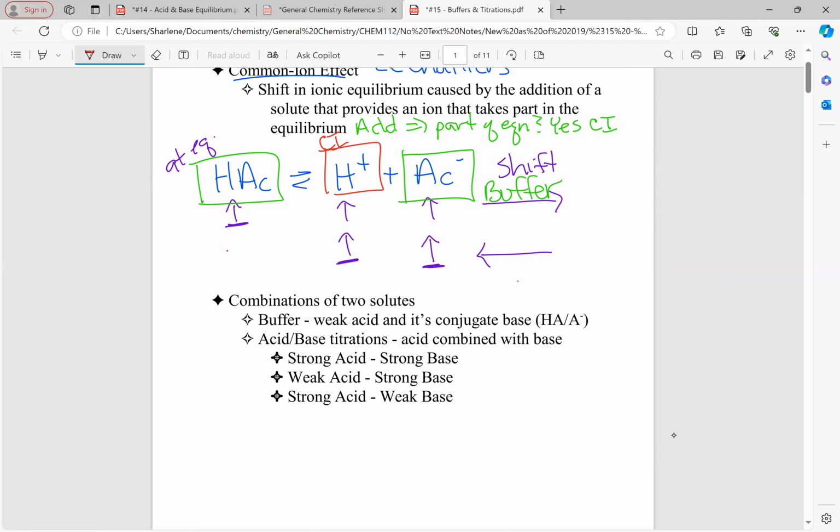Here are our combinations for the titrations. What happens if you combine strong acids and strong bases, weak acids, weak bases, and strong acids with weak bases? Okay, so the buffer is the one that we just saw. That's the weak acid and conjugate base pair. What if you do a strong and a strong, a weak and a strong, and a strong and a weak? Notice I do not have a weak and weak combination here. We could figure that out. It would just take more calculations, and we're not going to go into that depth for this class. These are called titrations.